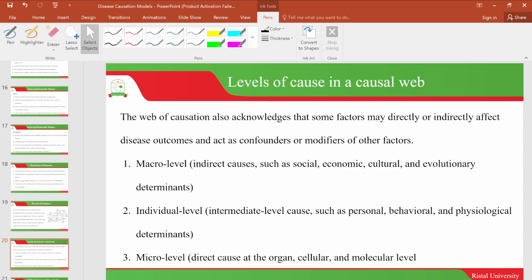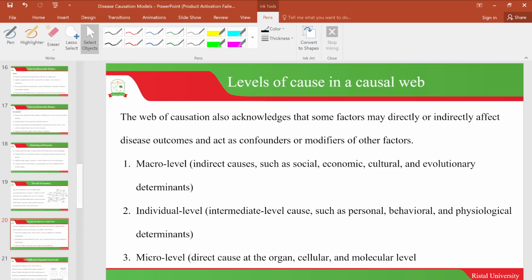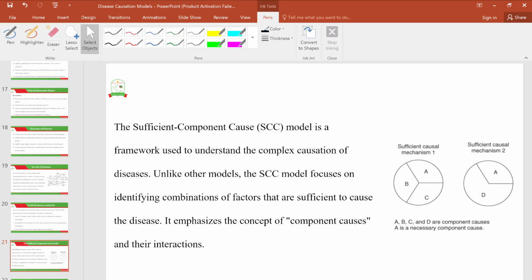And then at the macro level, the bigger level, this is where we talk about socio-economic, cultural, and evolutionary determinants. So political, socio-economic, these are now at a larger scale. This is where we now talk about national policies, issues to do with health systems, issues to do with health funding and things like that.